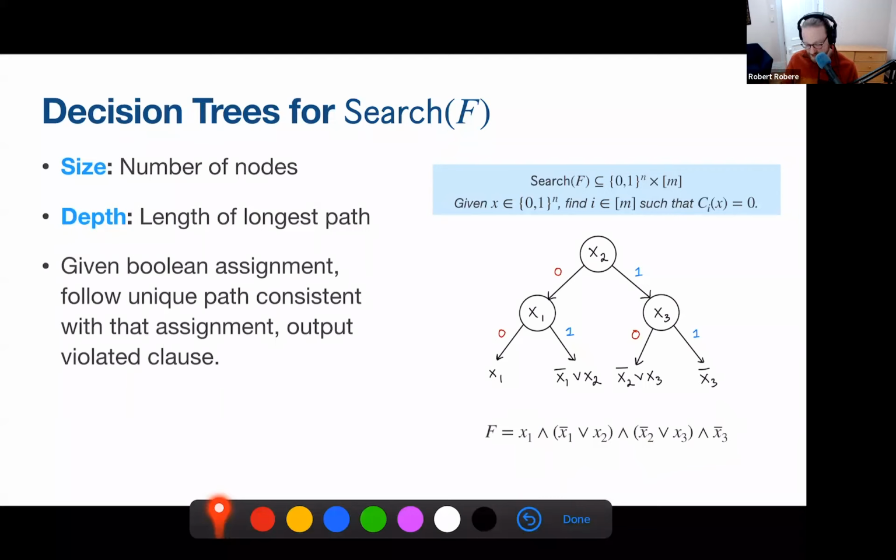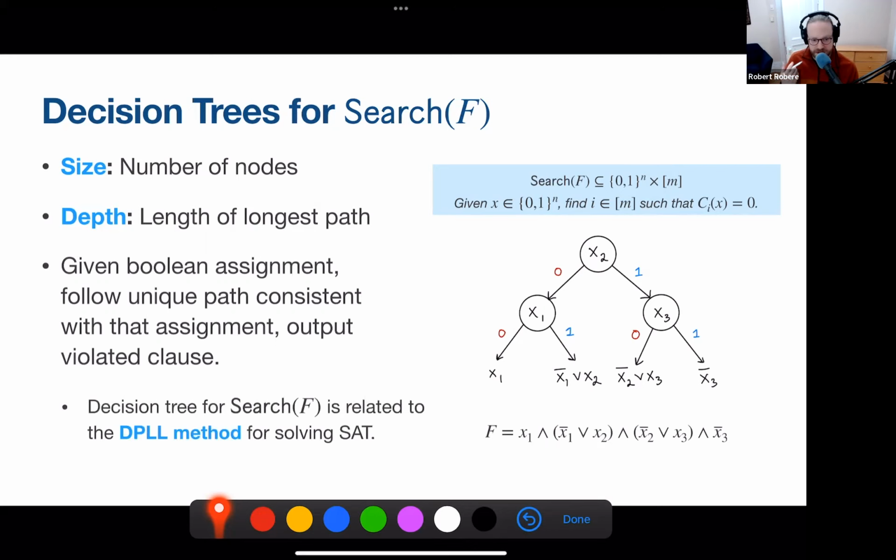And a way to solve the unsatisfied clause search problem here is to simply do a sort of binary search, right? Like we can query this middle variable, X2, and then if X2 is false, then we know that there's a contradiction this way. And if X2 is true, then we know that there's a contradiction this way, right? So continuing in this way, at each leaf, we can find some false clause of this underlying formula.